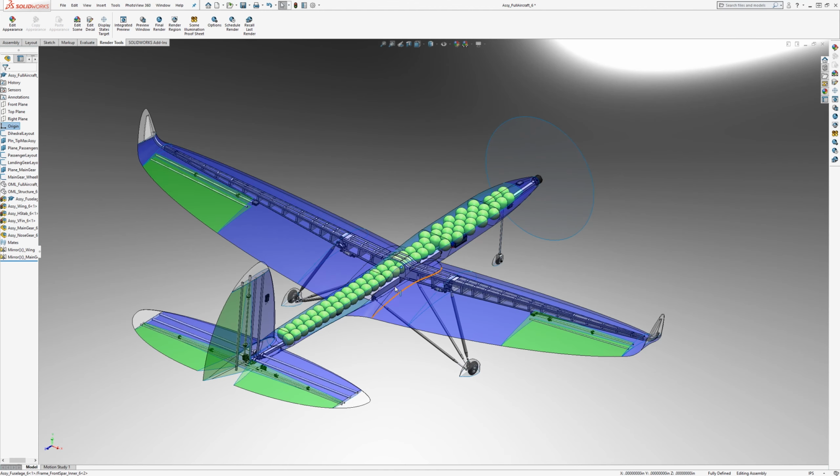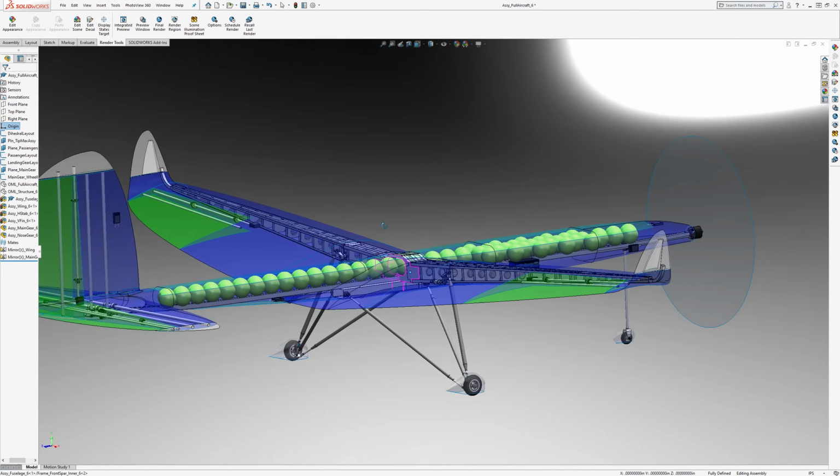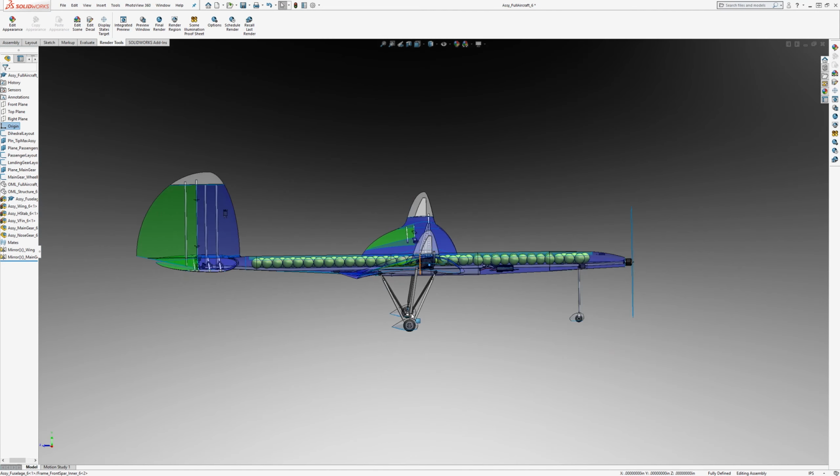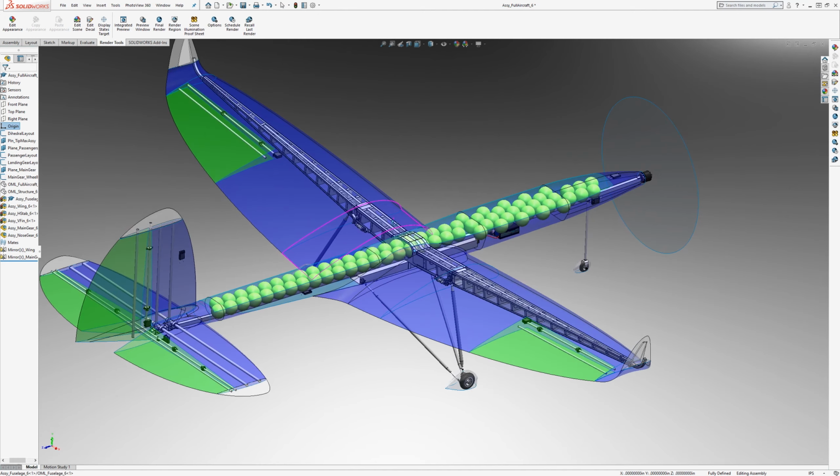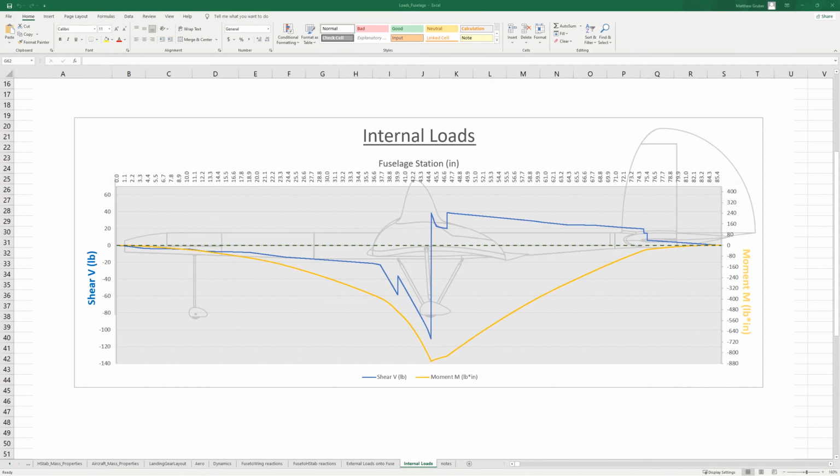So the calculations we're going to do in Excel, and we're going to start by inputting the masses and their distribution throughout the aircraft into that spreadsheet. So this is the final output of the loads calculations for the fuselage that we'll be doing here. So it's the shear and the bending moment within the structure of the fuselage that it'll have to be designed to resist.